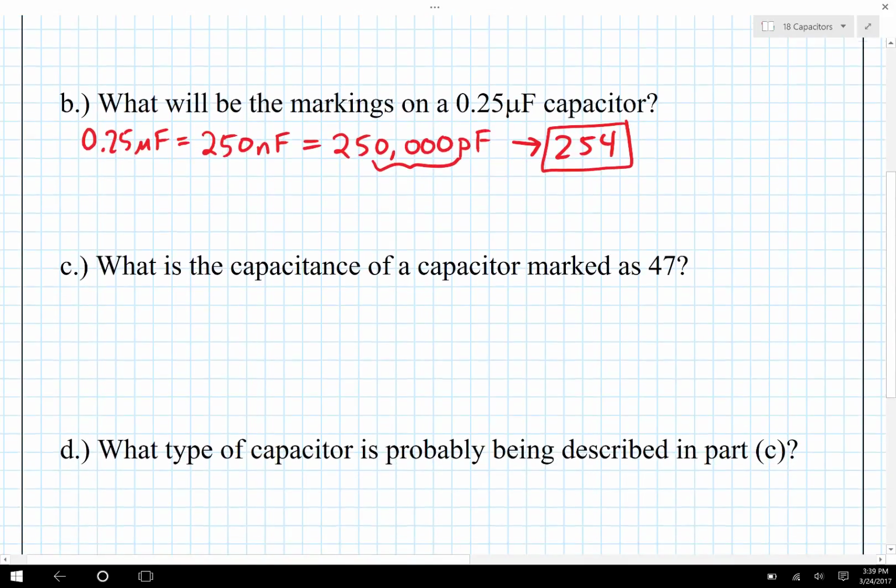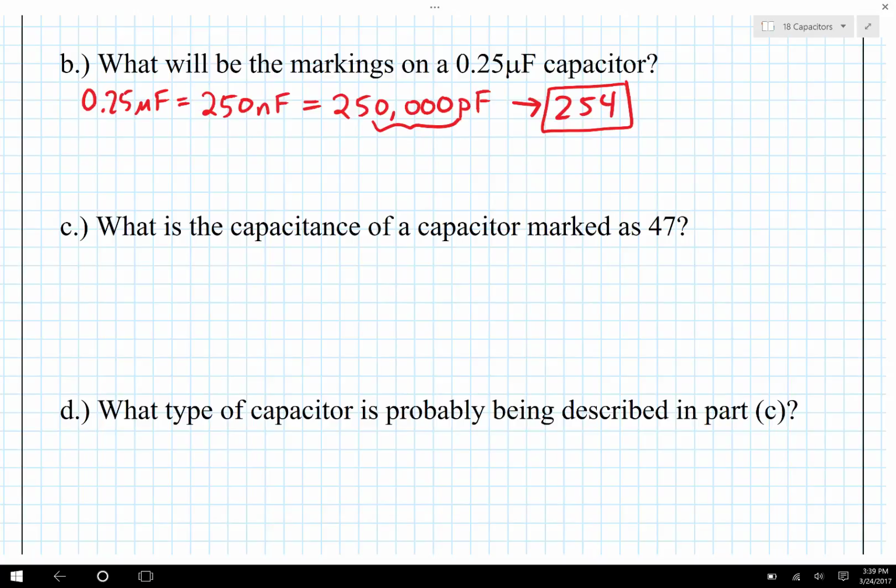What is the capacitance of a capacitor marked as 47? Well, because there are only 2 digits in that number, we know that 47 is just going to be the capacitance, and that's going to be in picofarads. So that's about as easy as the answers get.